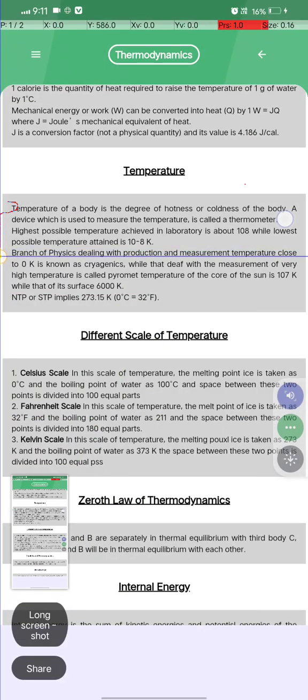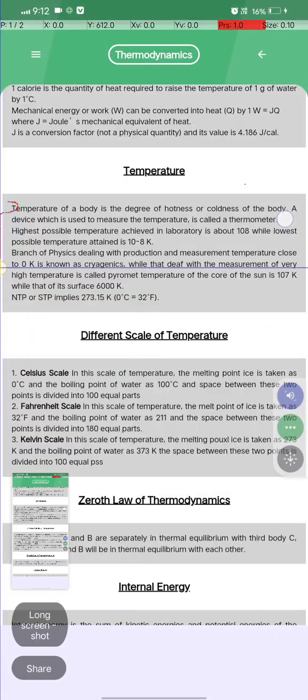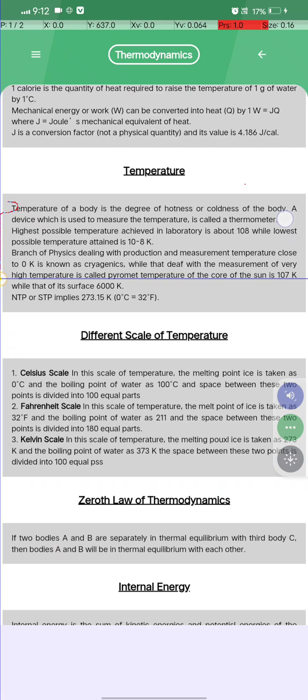देखिए. The branch of physics dealing with the production and the measurement of temperatures close to 0 K is known as cryogenics. Okay. While the branch dealing with the measurement of very high temperature is called pyrometry. Temperature of the core of the Sun is 10^7 K, while that of the surface is 6000 K. NTP or STP implies 273.15 K. 0 degree Celsius is equal to 32 Fahrenheit होता है.